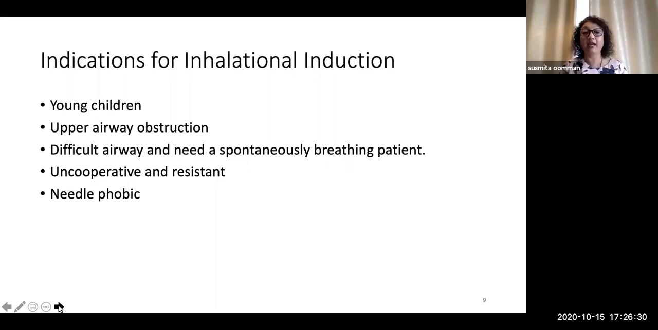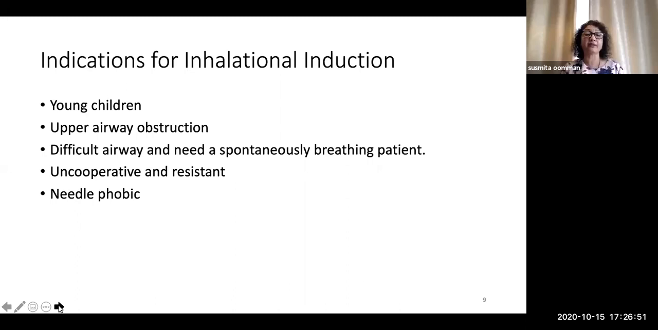And those uncooperative, resistant patients who don't understand, who have come for dental procedures, who have mental issues. For these patients also, we find that giving an inhalational agent is possible rather than trying to put a cannula in place to give the intravenous agent.